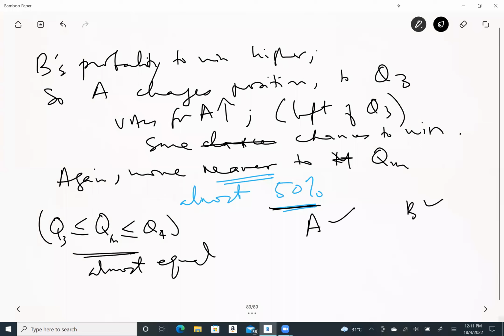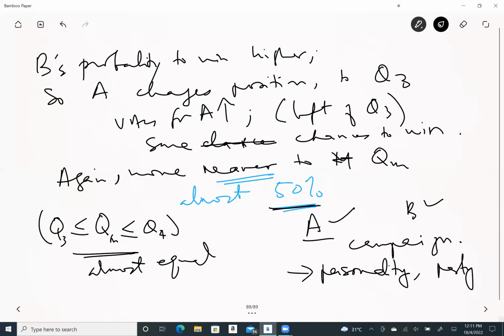So what do you need to do in order for you to win? You need to do campaign. You need to do the campaign like we discussed earlier. You have to look at the personality of the candidate. Then you have to look at the party, the credibility of the party, and then the candidate, and so on. So that will influence who wins the election.